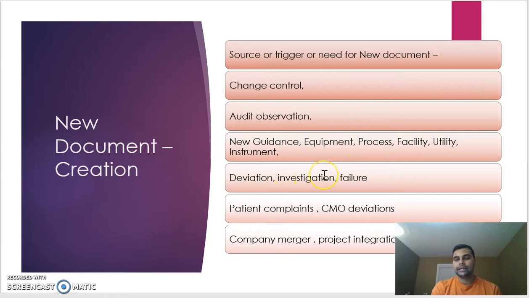A deviation happens, and during the investigation of that failure you figure out, okay, we need a new procedure, that we never calculated the quantity of remaining raw material that we did not add in the process, so we should include it in a new process. So you create a new SOP.